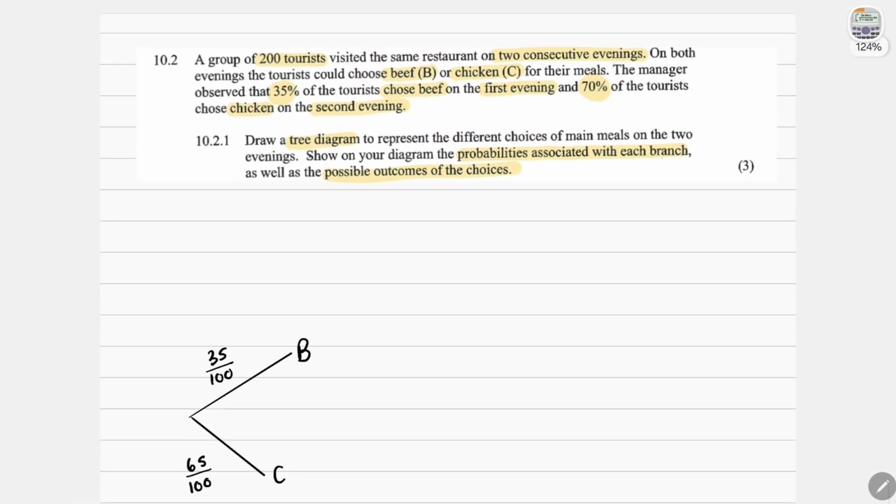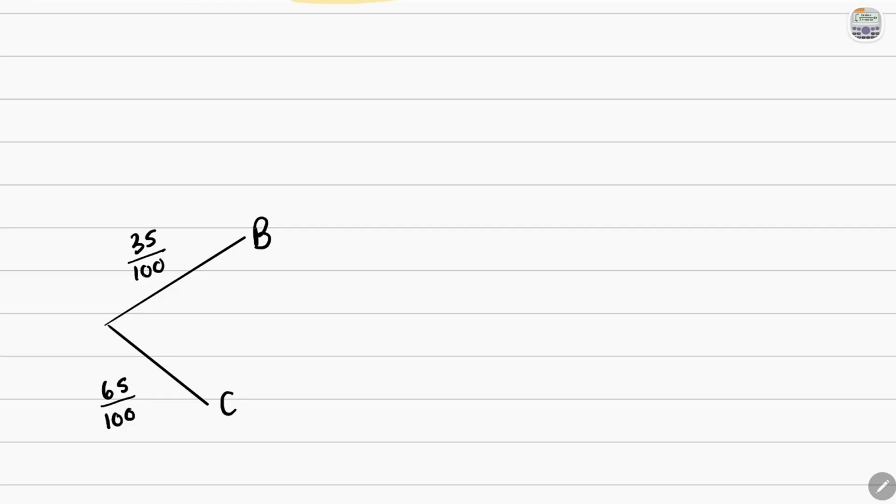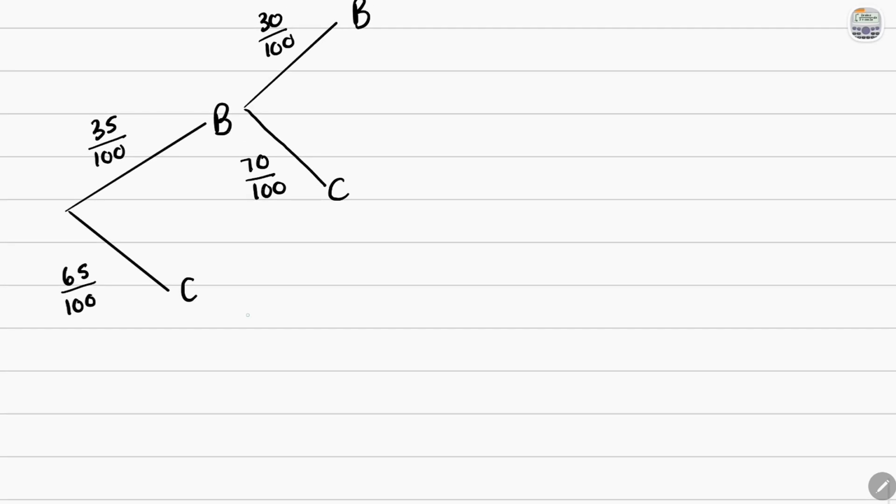Okay, and then they say 70% of the tourists chose chicken on the second evening. So that was just the first evening, and now we'll look at the second evening. We know 70% of them chose chicken, so we're going to say 70 over 100 chose chicken. And so what was the percentage of beef? That would be 30 over 100. Same thing over here: the percentage of chicken was 70 over 100, and then beef would be 30 over 100.